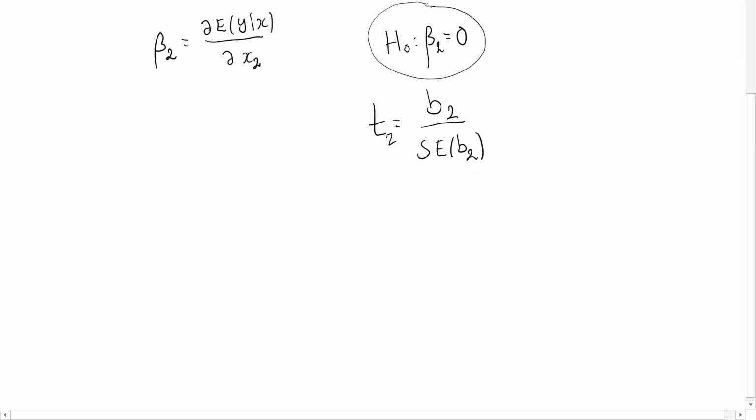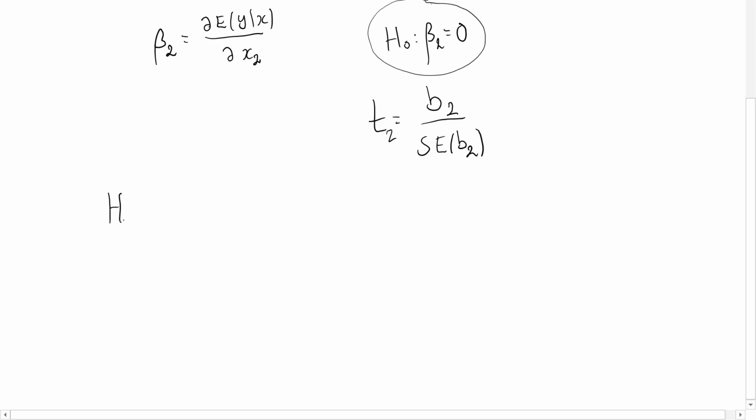But there are actually cases when we want to test something else, such as maybe beta 2 equal to 1 perhaps. Maybe beta 2 is a measure of elasticity and we want to test if, for example, this is a demand function, whether demand is unit elastic or not. So it is possible sometimes we do have something different from 0 on the right hand side.